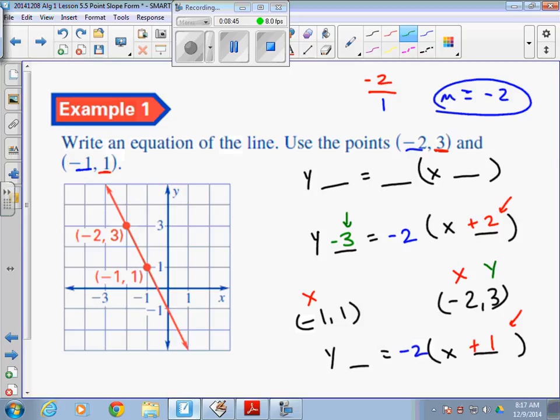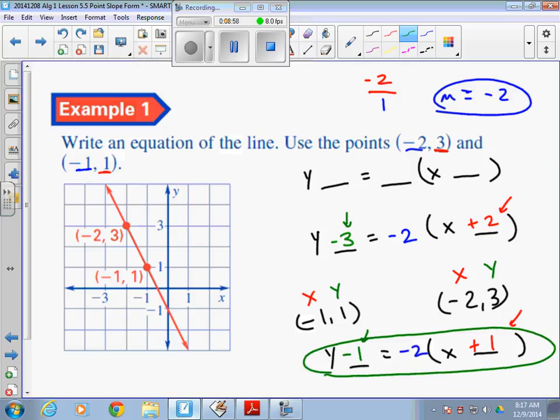And this one is your y value. It says positive 1. So next to the y, you plug in the opposite of that one, which is minus 1. So this would be two answers for the same equation. Y minus 1 equals negative 2 times x plus 1, and y minus 3 equals negative 2 times x plus 2. And regardless of which one you graphed, it would look exactly the same. You would just be starting at one point for the first equation, and you'd be starting at another point for the second equation. Notice the slope is the same, so the line will look exactly the same.